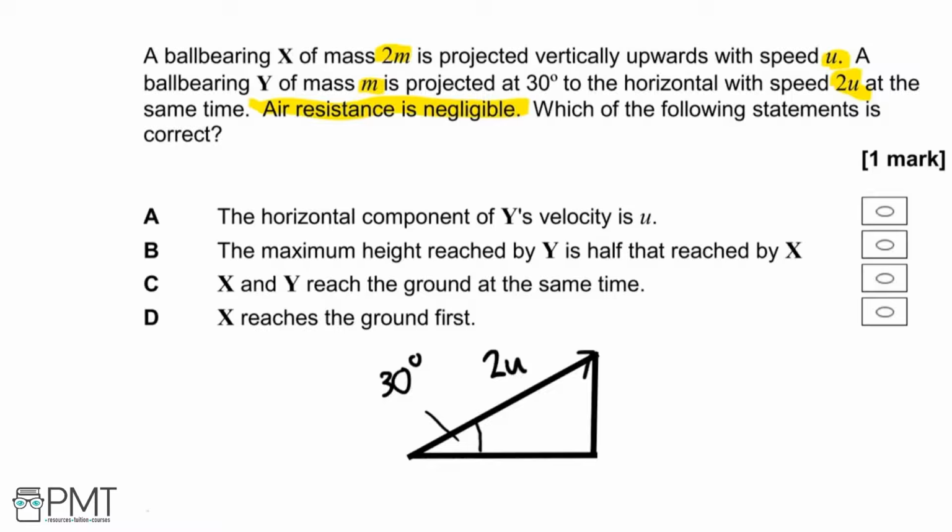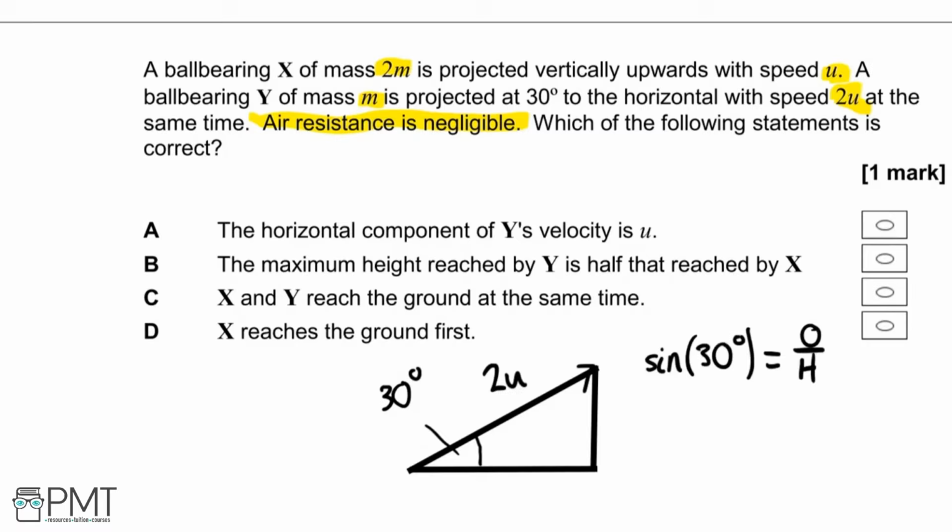Now, what you'll notice is the vertical component, which is what we're interested in, because that's the bit that's subject to gravity, is going to be quite familiar. So sine of 30 is equal to O divided by H, or opposite divided by hypotenuse. And in this case, it's the vertical velocity divided by 2u. So let's just write that down.